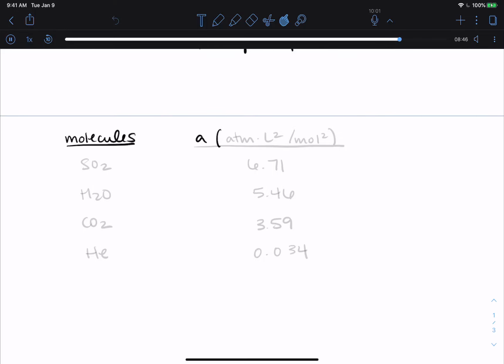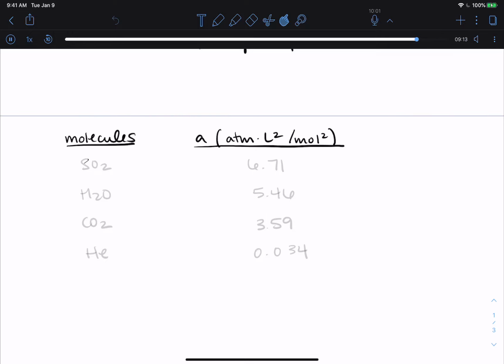The units on a are atmospheres times liters squared divided by moles squared, which seems very weird, but if you look at where it is in the equation, after you multiply it by the factors it's next to, you're going to get atmospheres out of it. This factor is going to correct the pressure in the van der Waals equation.